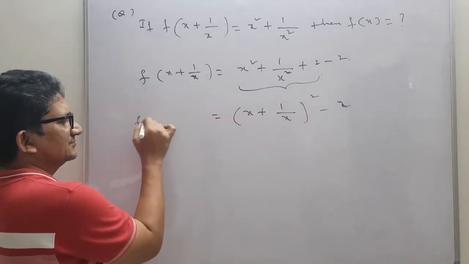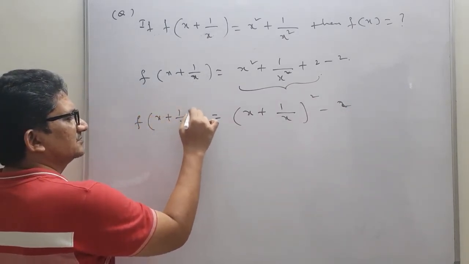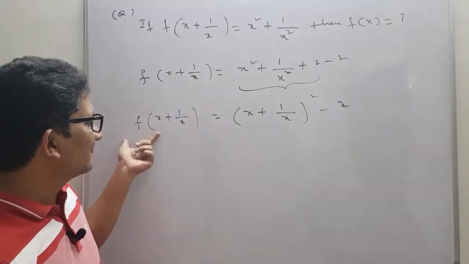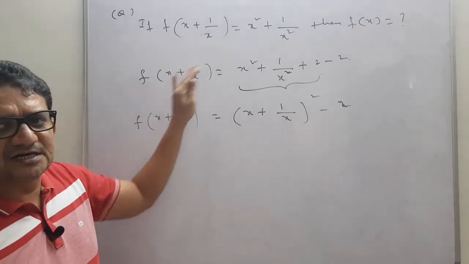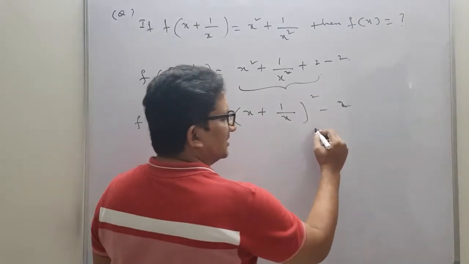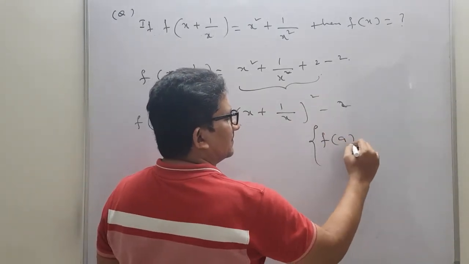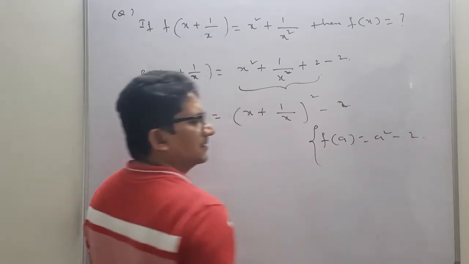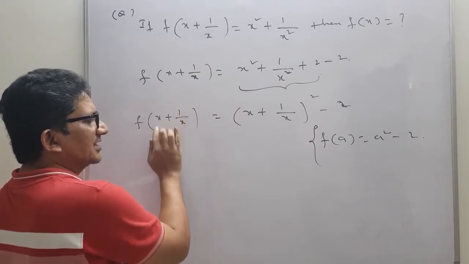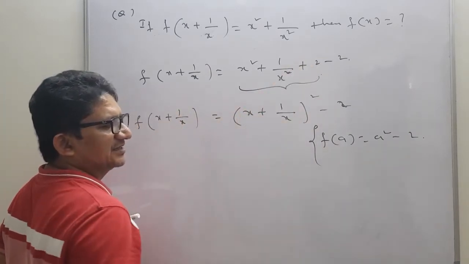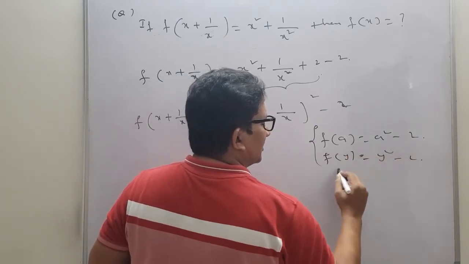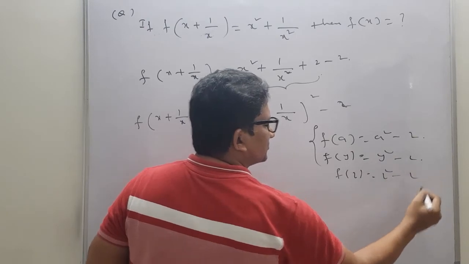Now we got a structure, f of x plus 1 by x. Now we need to analyze it like this: the function so formed is f of something, and the structure is coming as the square of that something minus 2. That means if you observe, somewhat similar structure. If I keep a here, then output will be a square minus 2. That means here I am keeping x plus 1 by x, then the output is coming like that. If you keep f of y, then it should look like y square minus 2. F of 2, then it should look like 2 square minus 2.